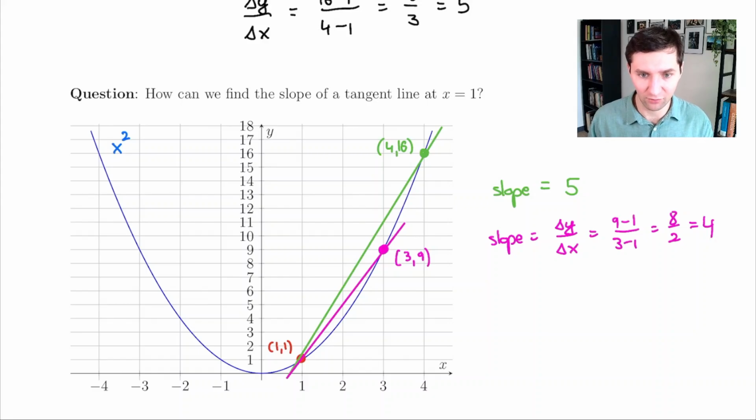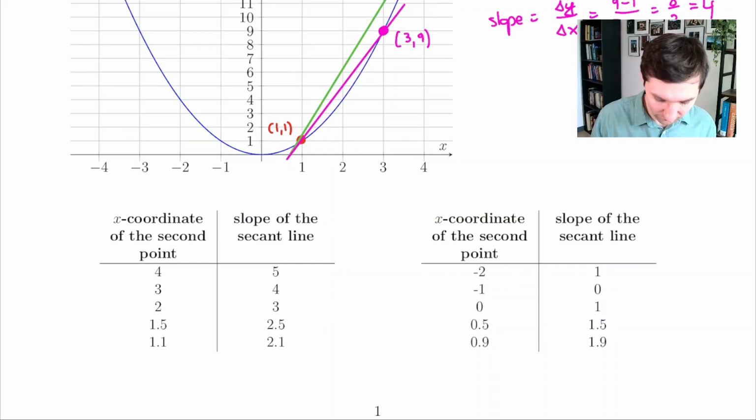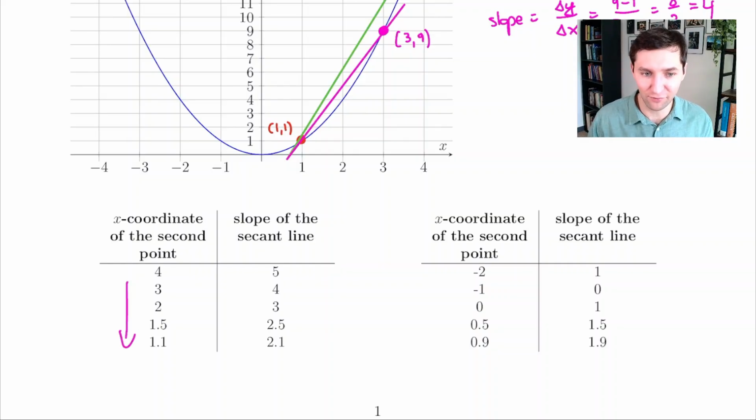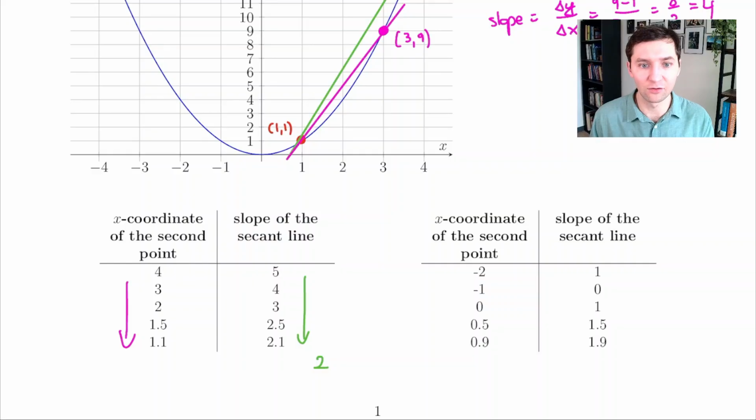I did some computations for you. I moved the second point to x equal to 2 and computed the slope. Then x equal to 1.5 and then x equal to 1.1 and I computed all the slopes. I included the results in the table on the left. As the x coordinate of the second point gets closer and closer to the x coordinate of the first point, as the 2 points get closer and closer to each other, the slope of the secant line appears to get closer and closer to 2. And because those secant lines resemble the tangent line more and more, this makes me believe that the slope of the tangent line is 2, which means that the derivative at x equal to 1 is 2.